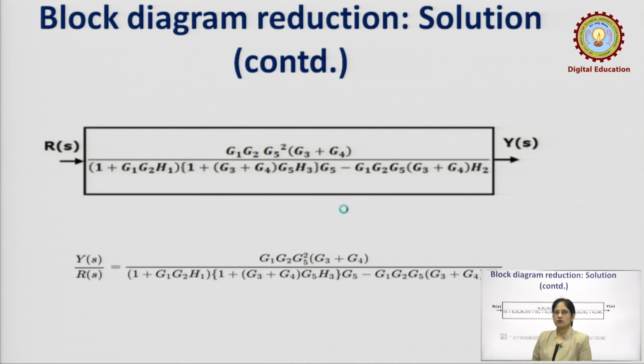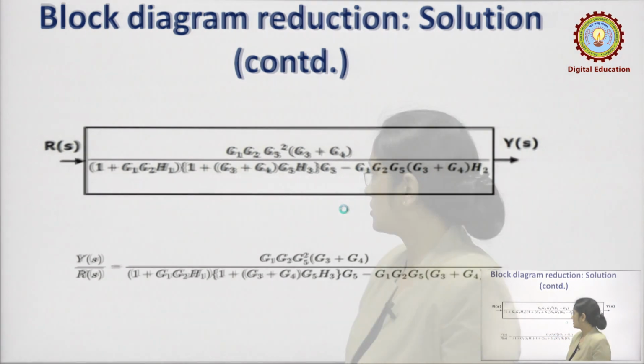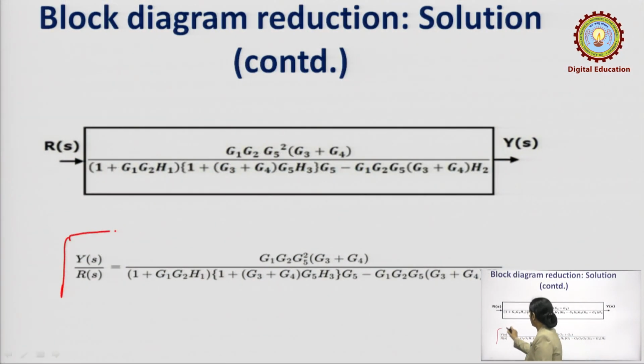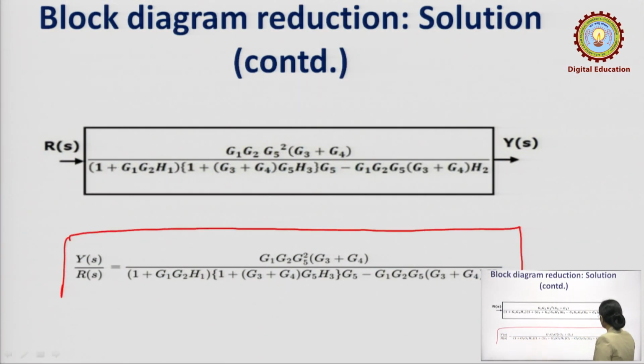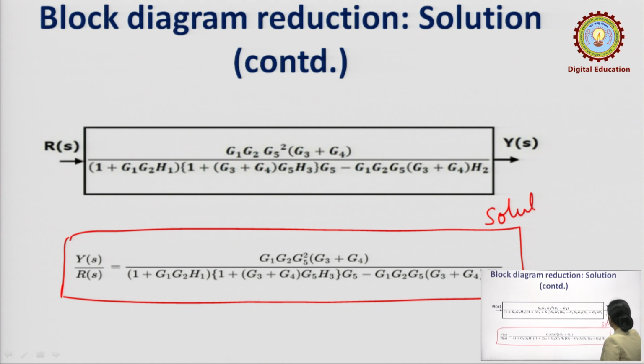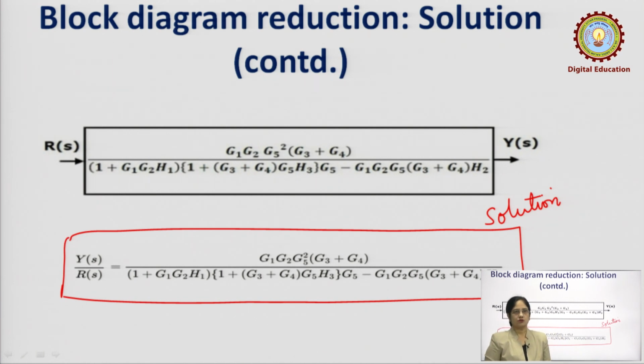So, this is the overall transfer function using the different techniques. The final answer here is Y(s). This is the final solution of the original block diagram, and now we have achieved one single block. So, the output upon input transfer function is available to us.